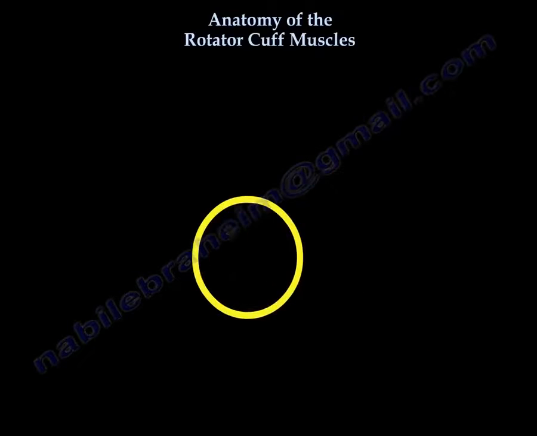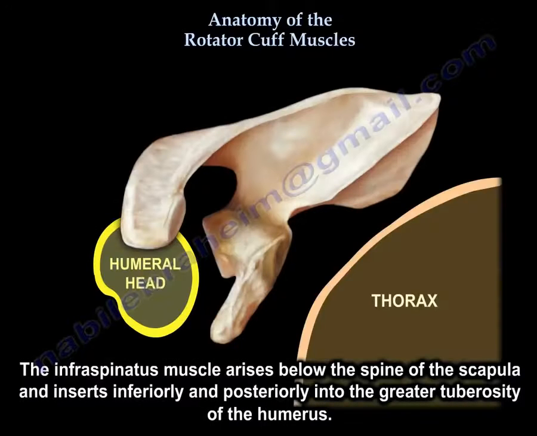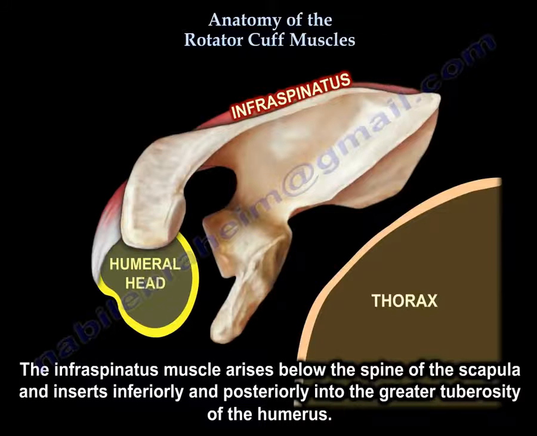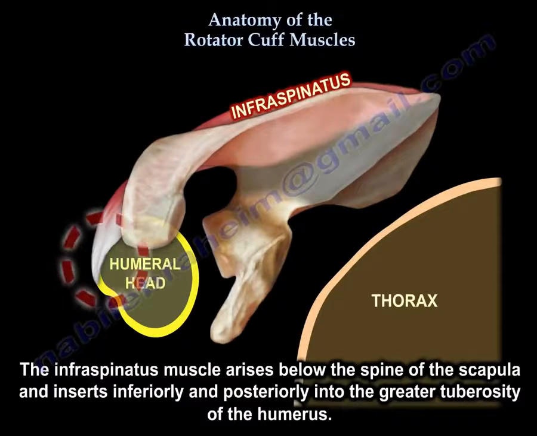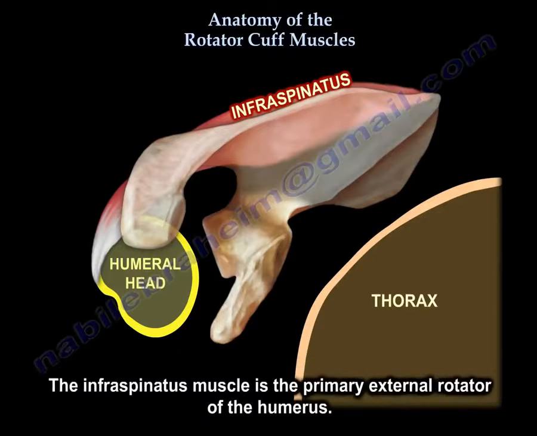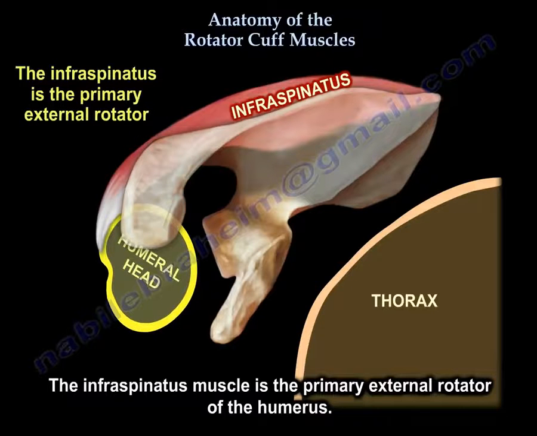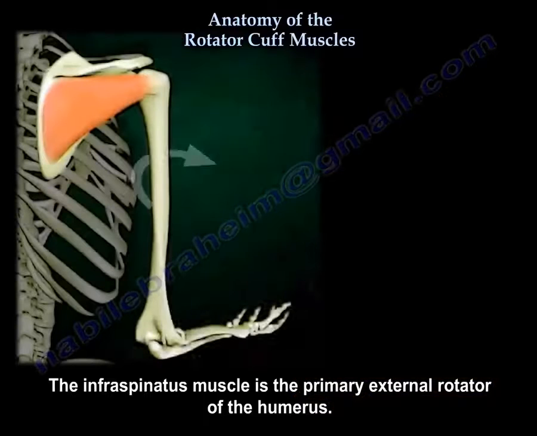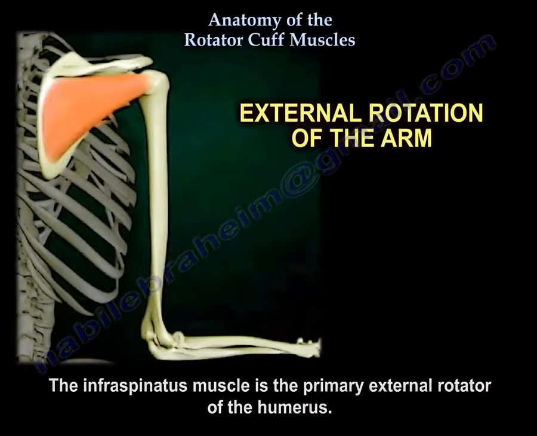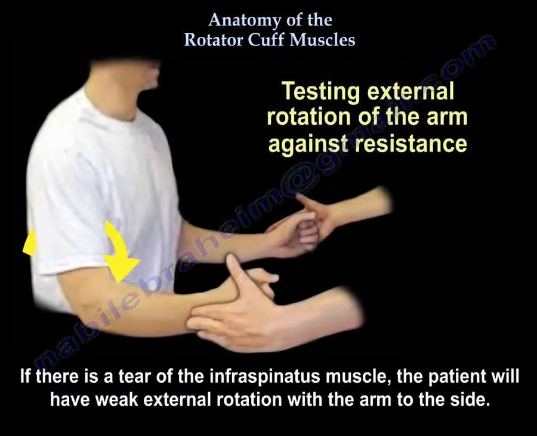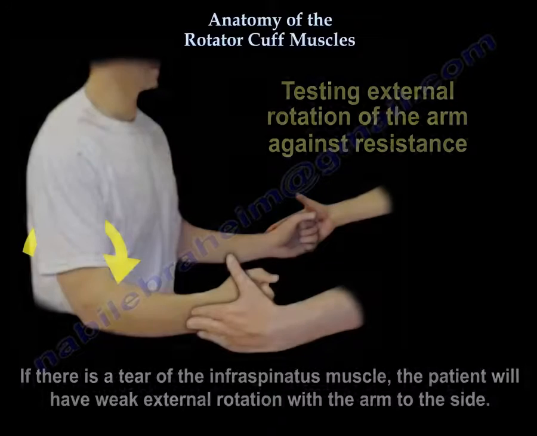How about the infraspinatus muscle? It arises below the spine of the scapula and inserts inferiorly and posteriorly on the greater tuberosity of the humerus. If you look at the model where this muscle is inserted, you will know that the function of this muscle is the primary external rotator of the humerus. So if this muscle is torn, you will get weak external rotation with the arm to the side.